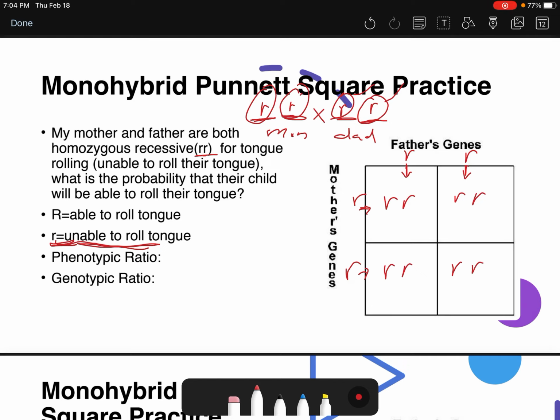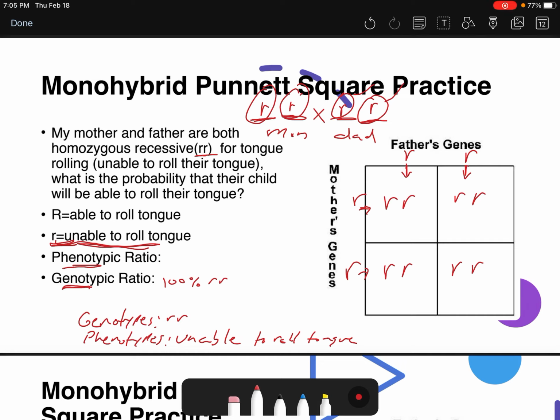Okay, so what we get here is the genotypes present. Those are all going to be little r. So the phenotypes present, well, that's going to be unable to roll your tongue. Okay, so now we're going to look at the phenotypic and the genotypic ratio. And what we're going to find is that we have 100% little r, little r. So we have 100% of the homozygous recessive for all the potential progeny. And then the phenotypic ratio, we're going to have 100% that are unable to roll their tongue.